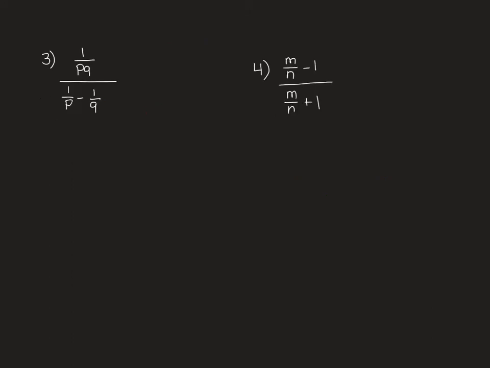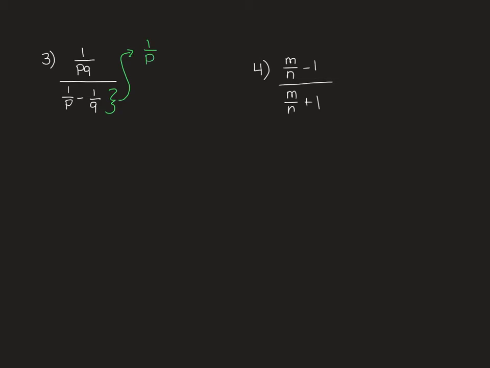So now let's look at cases where they are not whole fractions over whole fractions. Number 3, I have 1 over pq divided by 1 over p minus 1 over q. The numerator is already one big fraction, but the denominator is not. So I'm going to try to get common denominators, and I'm going to do my work up here.